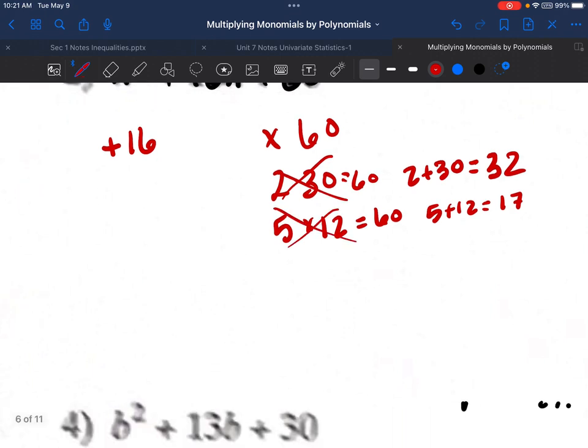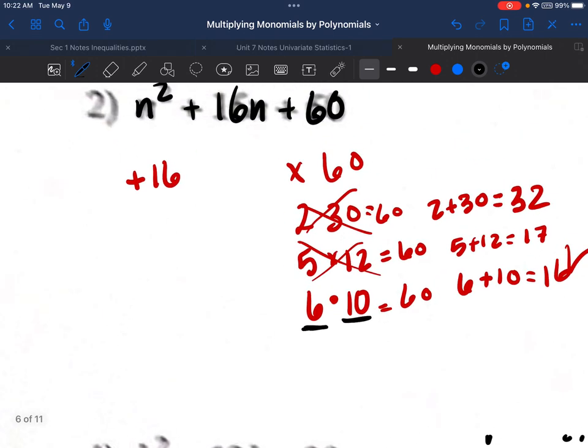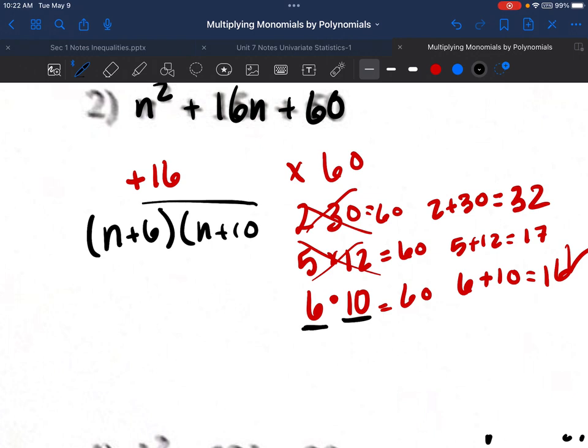Okay, I also know 6 times 10 equals 60. Does 6 plus 10 equal 16? Hey, it does. Perfect. Check that one off. We found it. So we just found that 6 and 10 are the two numbers we're looking for. So our answer to this problem is just going to be n plus 6, parenthesis n plus 10. And that's our answer. Let's try one more together.